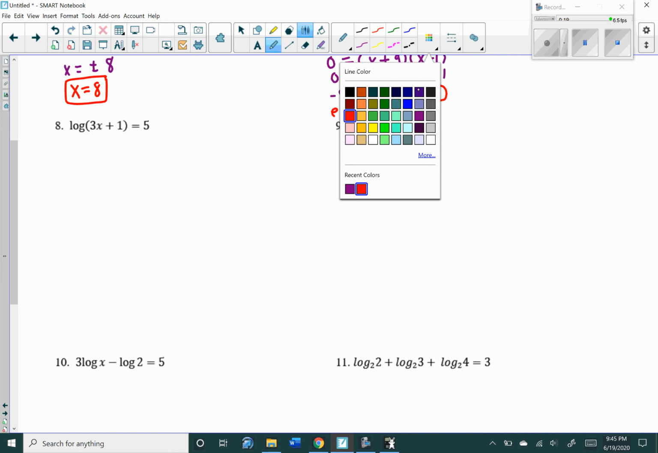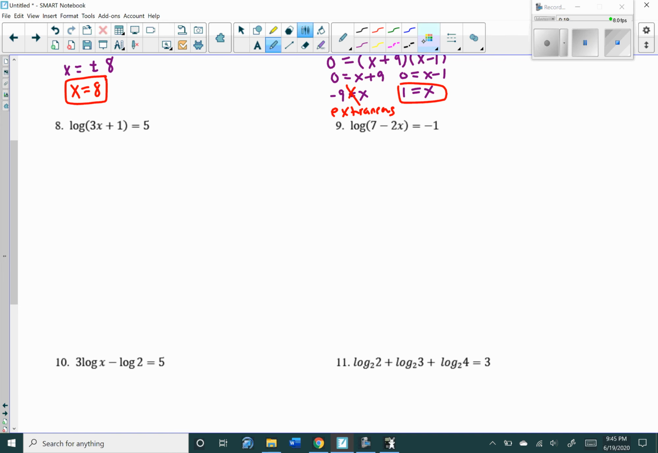Looking at question number 8. So this is already isolated. The base is not written, so remember that means this is base 10. So we can go ahead and rewrite this in exponential form. So this is 10 to the power of 5 is equal to 3x plus 1. So 10 to the 5th is 100,000 equals 3x plus 1.